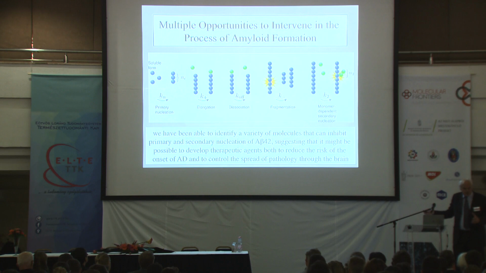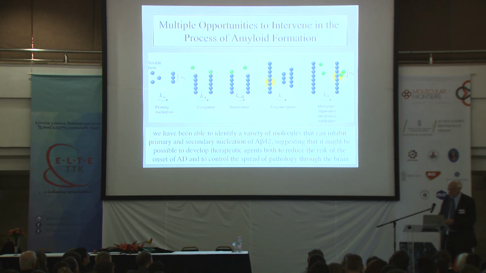If you could do this, it would be like a neurostatin. If you could stop primary nucleation, you don't have to worry about anything that happens later in biology. It would be a protective molecule. If you're my age, you forget about this and you start thinking about the proliferation step. But if we can find molecules that inhibit this process, then we should be able to stop the proliferation of the aggregates, and that may be able to control the spread of pathology through the brain.